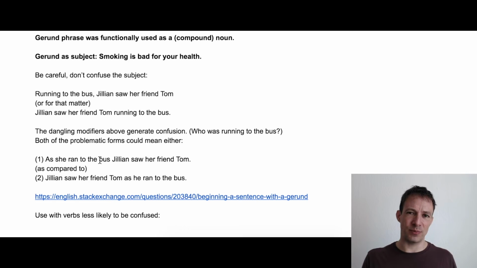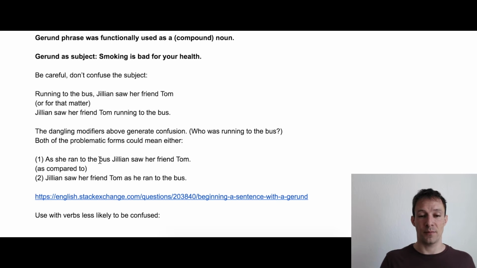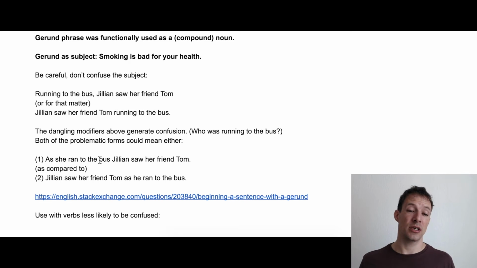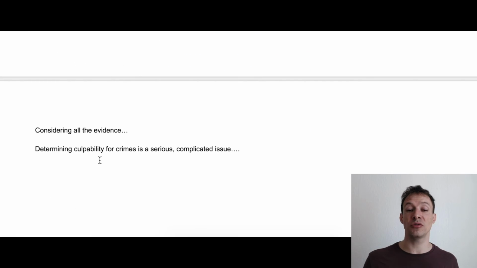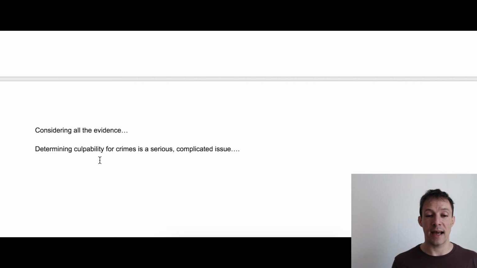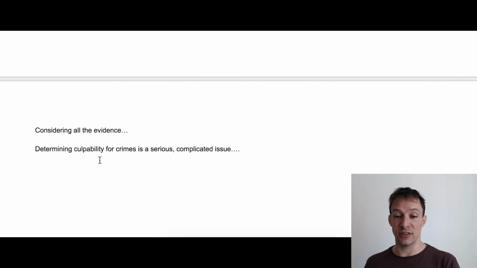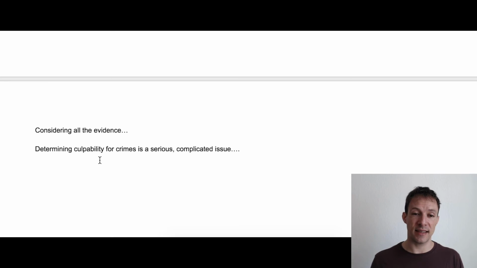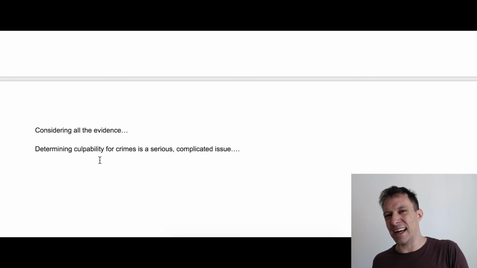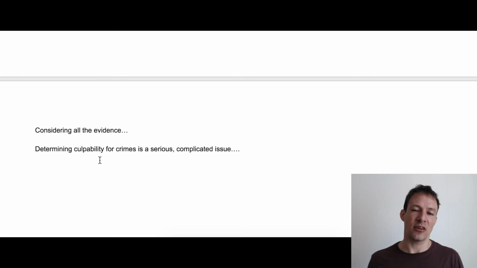Now, we can minimize these kinds of issues or errors, confusion, if we use words or verbs that are less likely to be confused. So considering all the evidence, determining culpability for crimes is a serious, complicated issue. In these cases, if we use more formal verbs and less action verbs, the chance of making a mistake is considerably reduced.